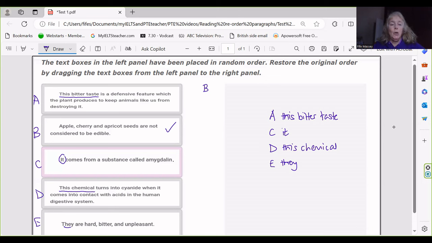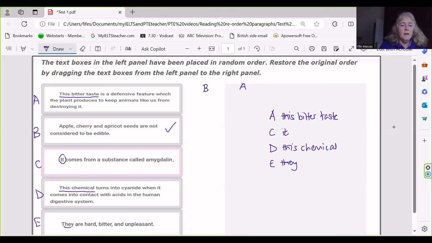Now, looking at the options we've got: it, this bitter taste, they, things like that. This bitter taste, I think I might go for that one. So I'm going to write A down here. Now, you could drag your B across the screen if you wanted to. I'd probably still work from my erasable notepad at this stage before dragging across. I'm going to say sentence A, this bitter taste. I have to find that bitter taste or some words related to that in another sentence.